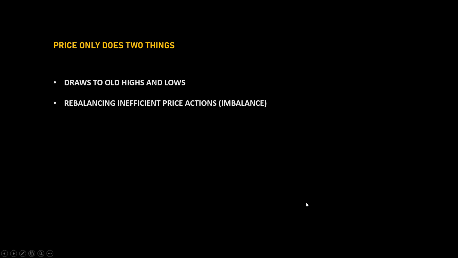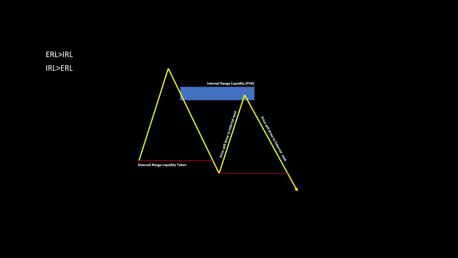So remember, price only does two things. In the market, the algorithm or whatever you want to call it, always does these two things. Either the market will draw to the old high or old low, or whatever imbalance is left in the market, the market will fill it to balance it, basically. That's what the market does.